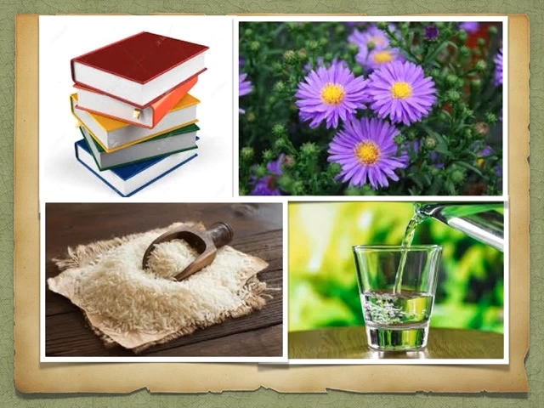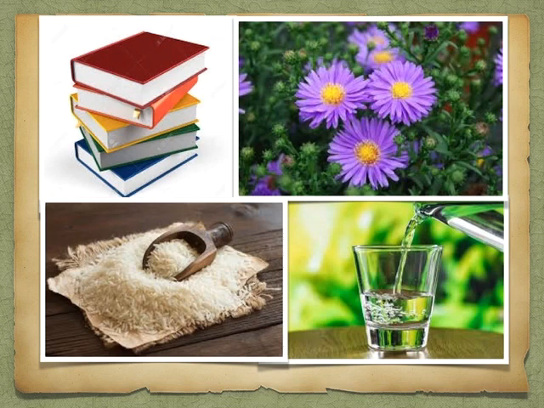In the first two images, we can count the books and the flowers. Let's see how many books we have. So there are 5 books and 3 flowers in the image. But in the next two images, we cannot count rice and water. We don't get the answer of how many rice and how many water. So, depending on whether the nouns can be counted or not, they are classified as countable nouns and uncountable nouns.